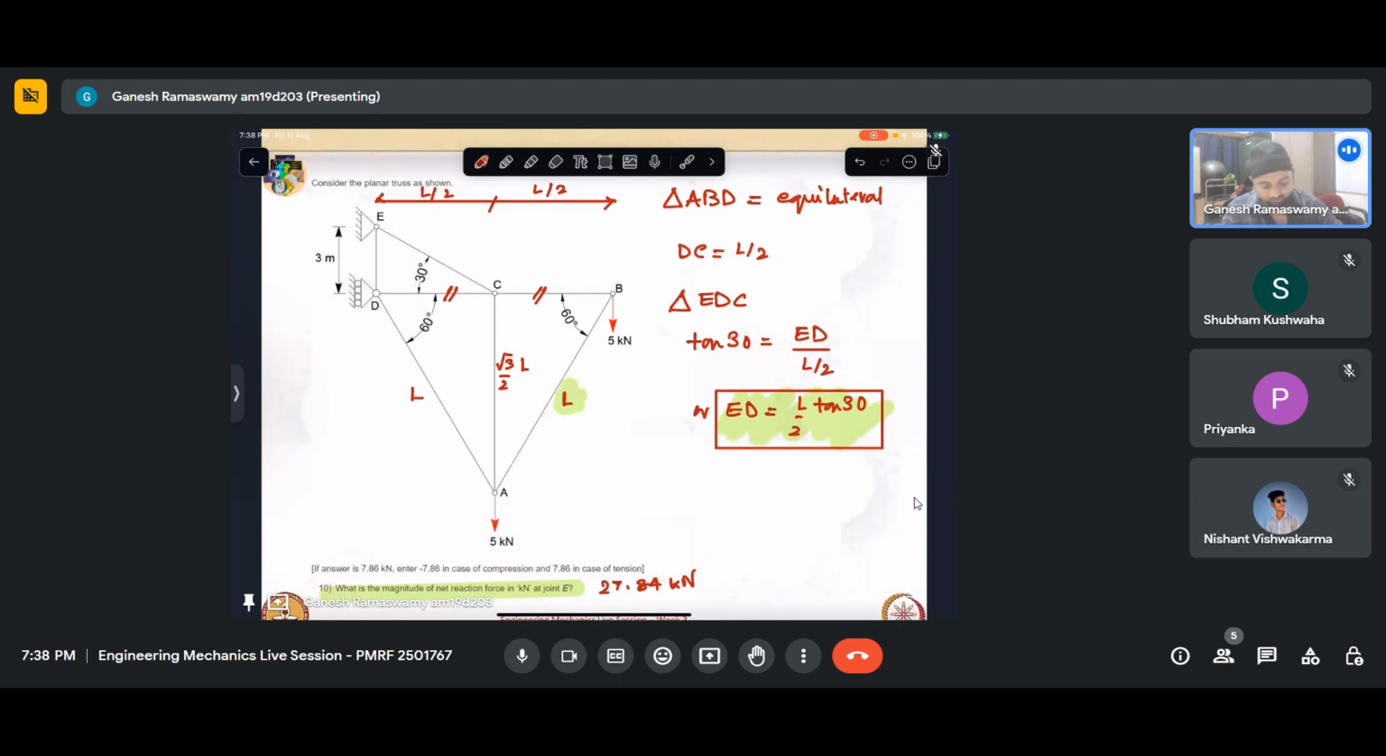So based on the relations that we derived, if L by 2 tan 30 is given to be 3, if this quantity is given to be this 3, which I didn't notice, then we can back calculate L easily. But we'll solve this with L. No issues.